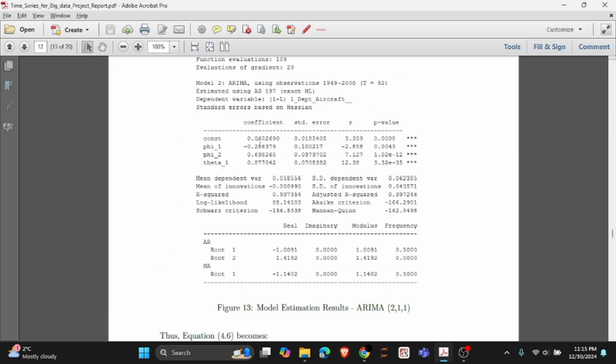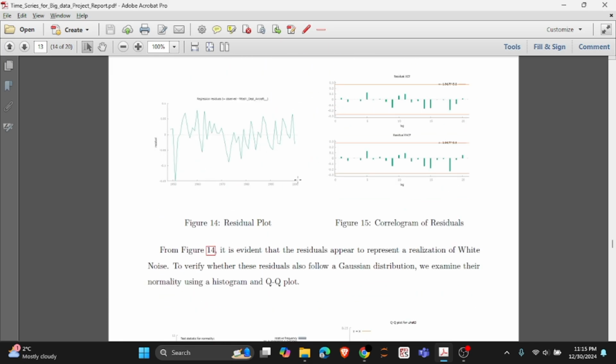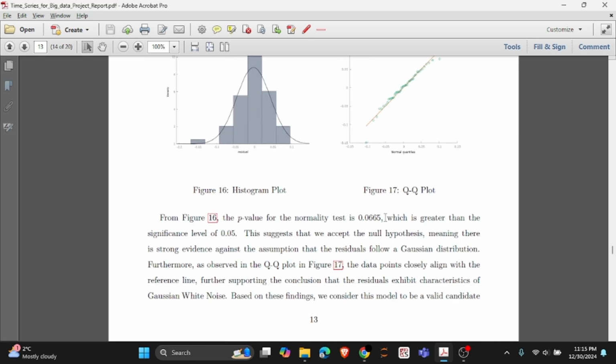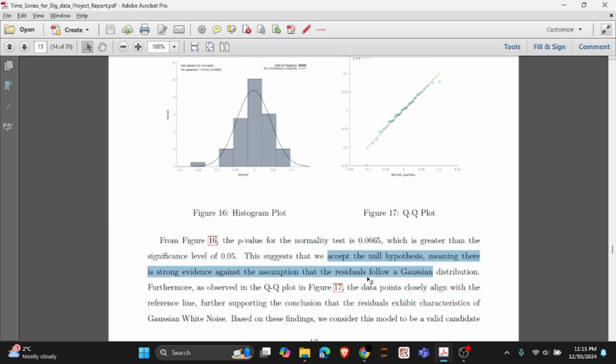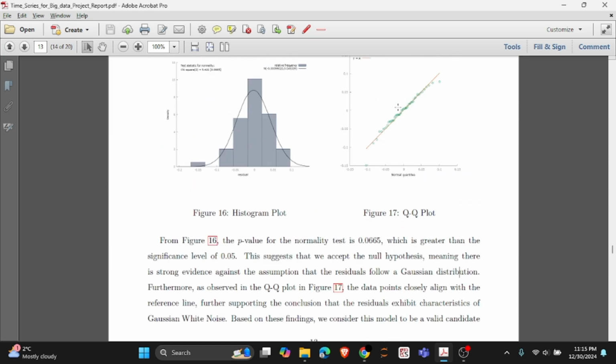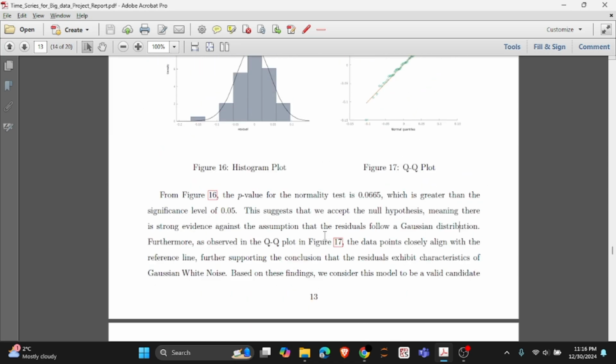This is just the coefficients that we found for this model. And when we check the residuals of this model, they are within the significance level of the correlogram. So this means that it is a realization of white noise. Now we need to check if it is Gaussian white noise. We check the histogram and the QQ plot. For the histogram, the p-value is 0.0665, which is greater than the significance level of 0.05. Hence, we accept the null hypothesis, meaning there is no evidence against the assumption that the residual follows the Gaussian distribution. So hence, it is Gaussian white noise. This is also confirmed with the QQ plot, as a lot of points are in line with the line.